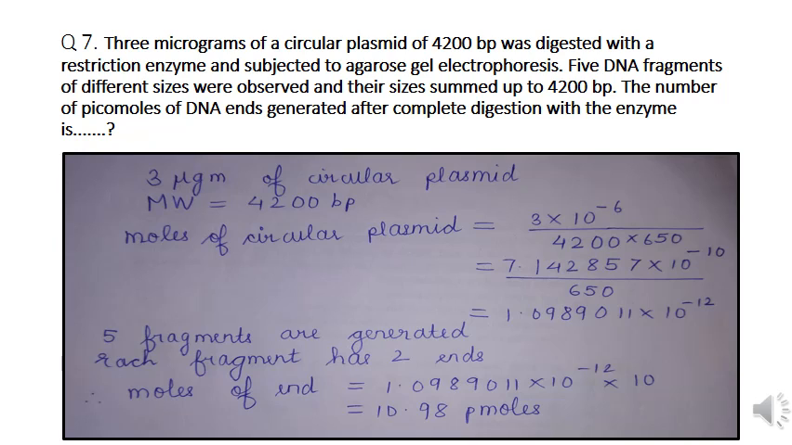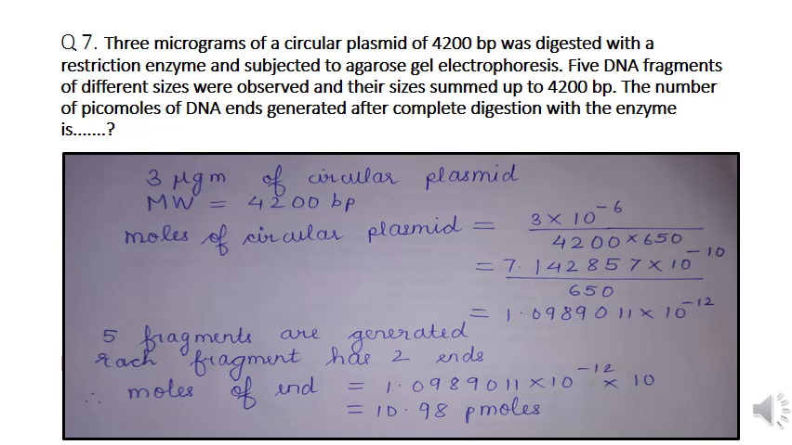3 micrograms of circular plasmid of 4200 base pair was digested with the restriction enzyme and subjected to agarose gel electrophoresis. 5 DNA fragments of different sizes were observed, and the sizes summed up to 4200 base pair, which is understandable because plasmid is 4200 base pair. So of course the summation of the different molecular weight bands will be 4200. The number of picomoles of DNA ends generated after complete digestion of the enzyme is.